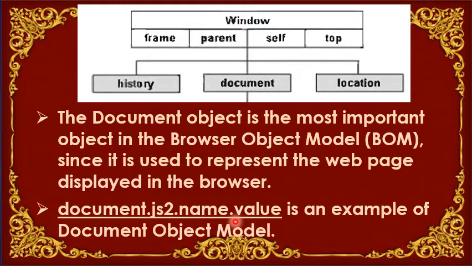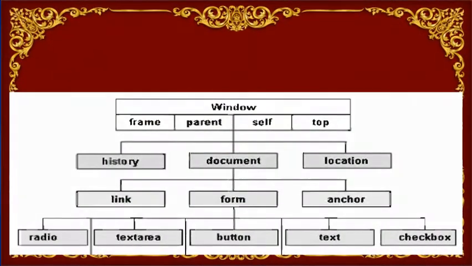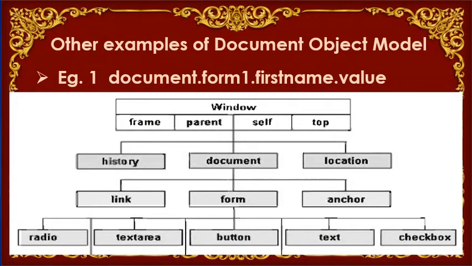document.js2.name.value is an example of the document object model. This document object model, children, do you remember? We have used it in our second JavaScript for form validation. It refers to the value of the name field with form name as js2. We will study other examples of the document object model.